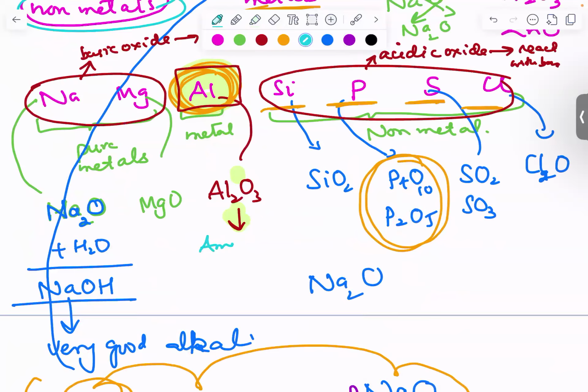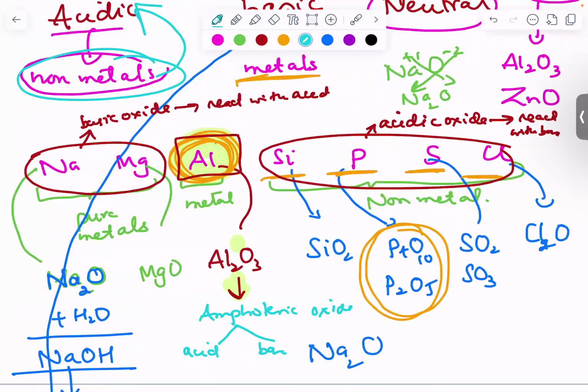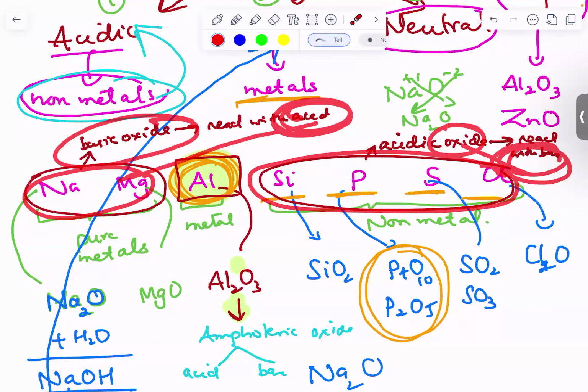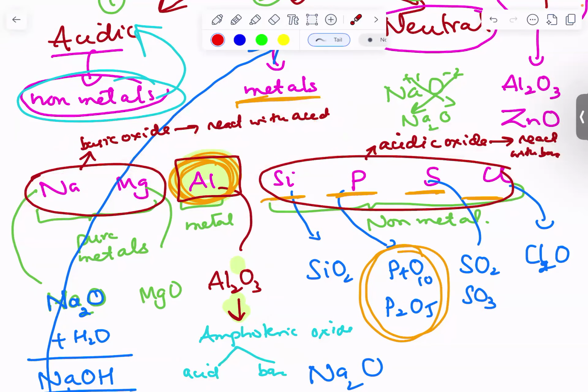Now, what is the meaning of amphoteric oxide? Amphoteric oxide is an oxide which reacts both with acid and base. Otherwise, here, Meghna, have a look. These two basic oxides will react with only acid. These acidic oxides will react with only base. But aluminium oxide will react with acid as well as base. Does it make sense?